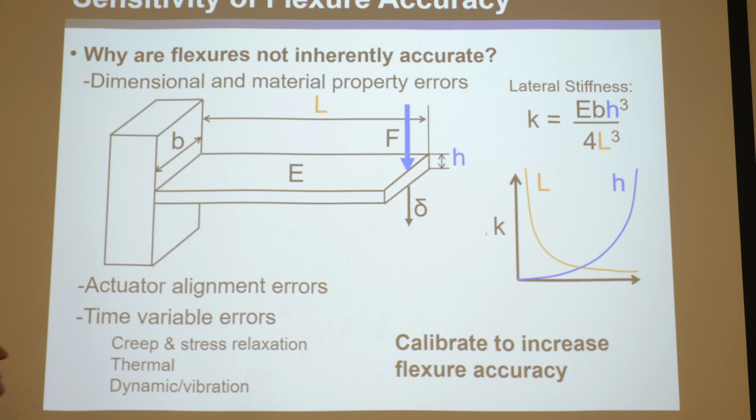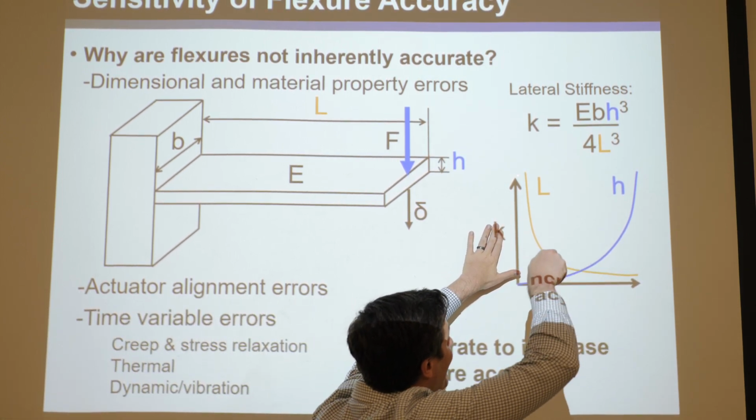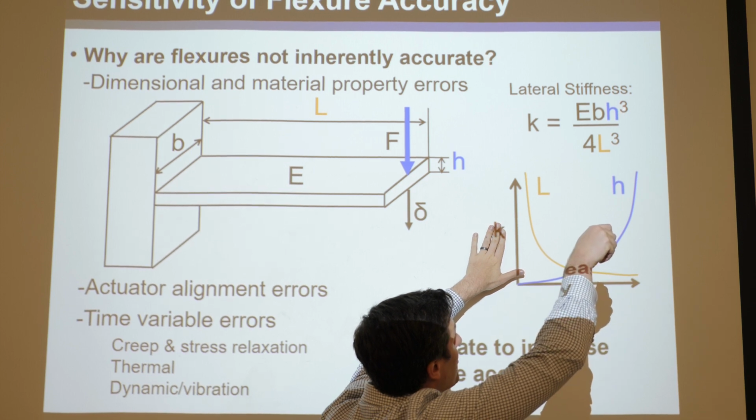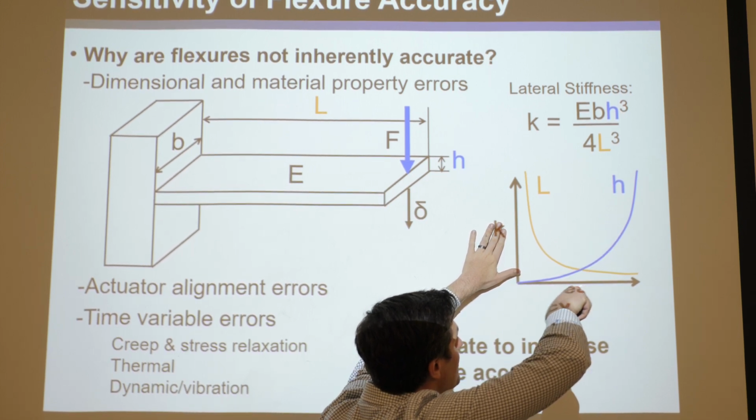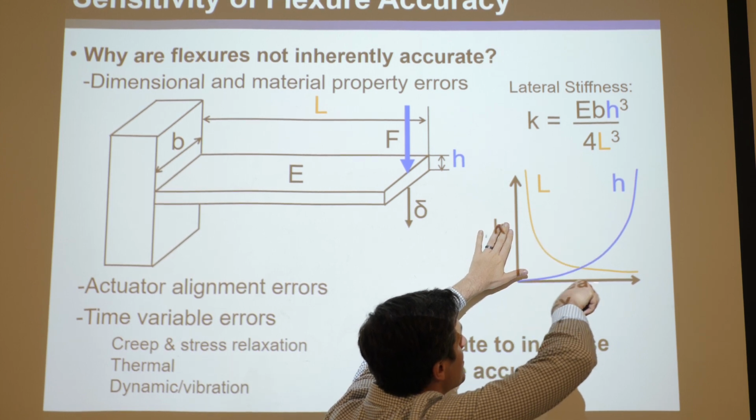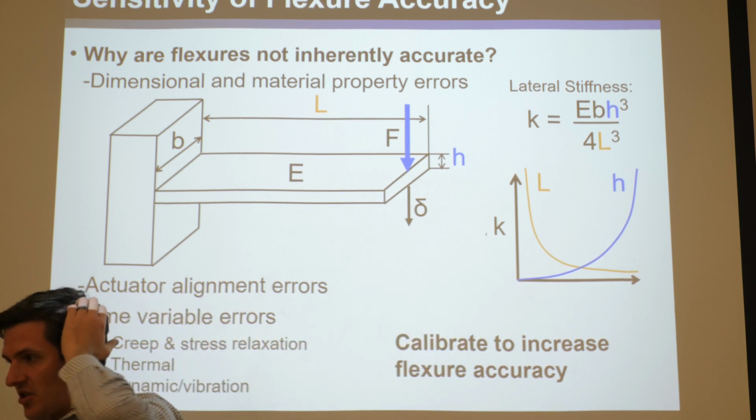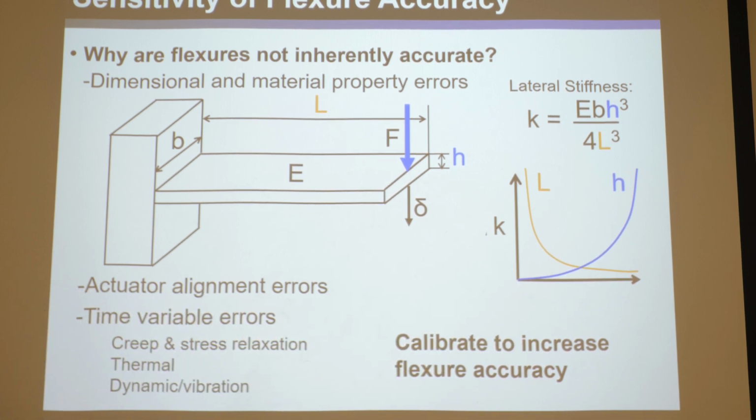Problem is, look how sensitive the stiffness is to H and L. It's to the third power. So if H is off by just a hair, it's going to be way stiffer. And if L is off by just a hair, larger, it's going to be way less stiff. So you need to be very careful. There's tolerance that occurs.